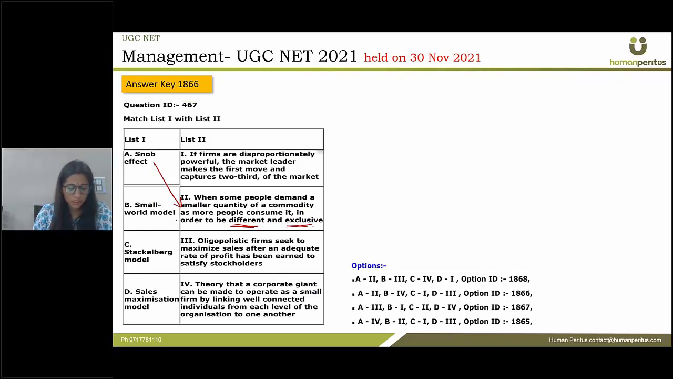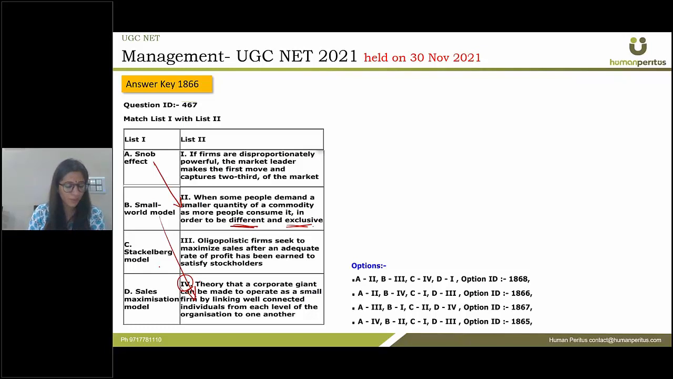Now the small world model is this, the correct statement for this. Here what happens is a corporate giant, if it wants to operate as a small firm, it can operate as a small firm by connecting the individual from each level of the organization to the another world. As the name also suggests, small world model, that is a giant firm tries to or wants to operate as a small firm. So statement 4 matches with the small world model.